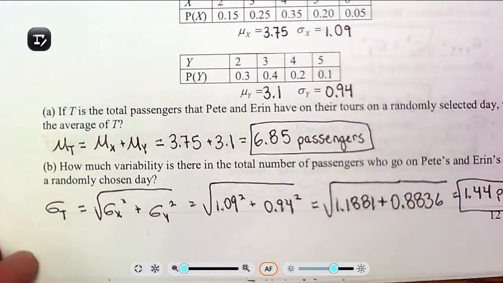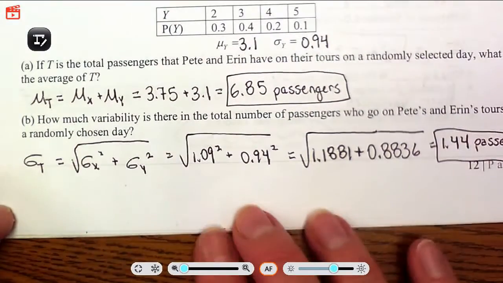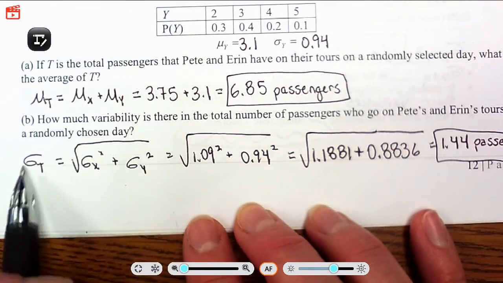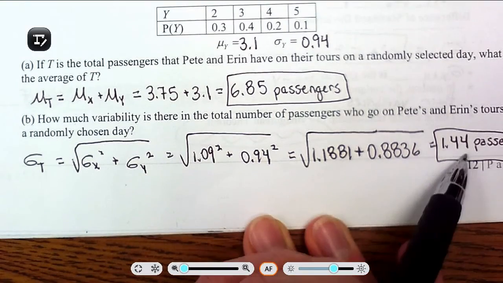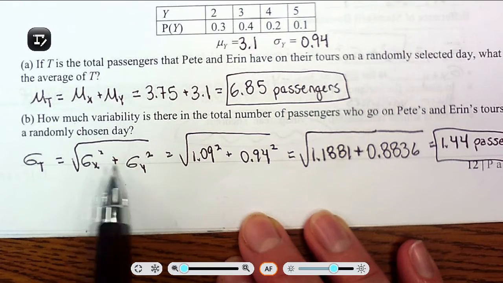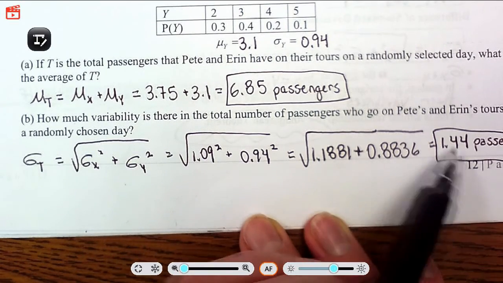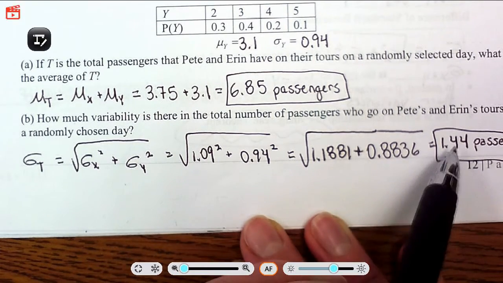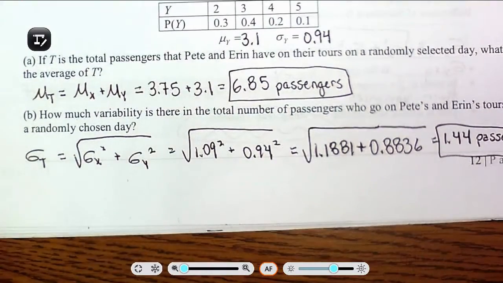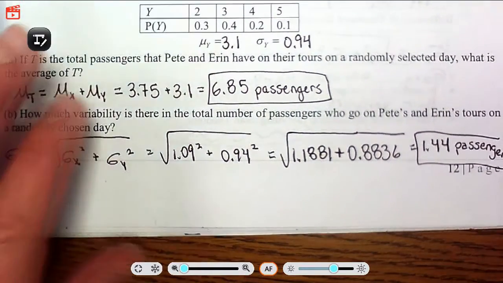This is the total number of passengers that the whole family business can tour. And for the standard deviation of the number of passengers, we add the variances. So we square them both, add them up, then square root. We get 1.44 passengers.